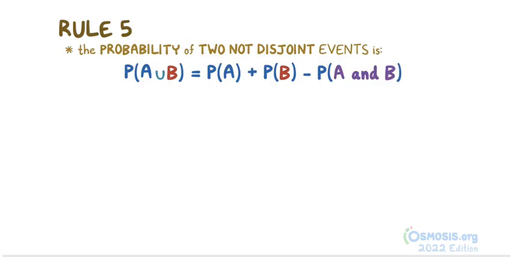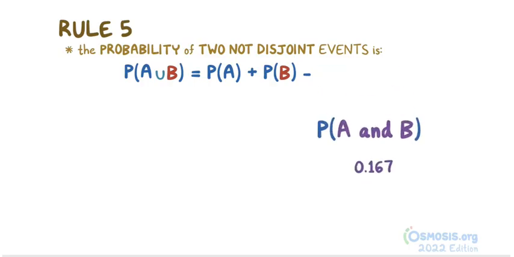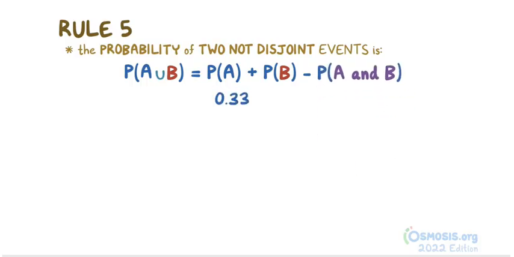For example, let's say that the probability of rolling an even number that's less than or equal to 2 is 0.167. If the probability of event A is 0.33 and the probability of event B is 0.5, then the probability of event A or event B happening is 0.33 plus 0.5 minus 0.167, which equals 0.663, or 66.3%.